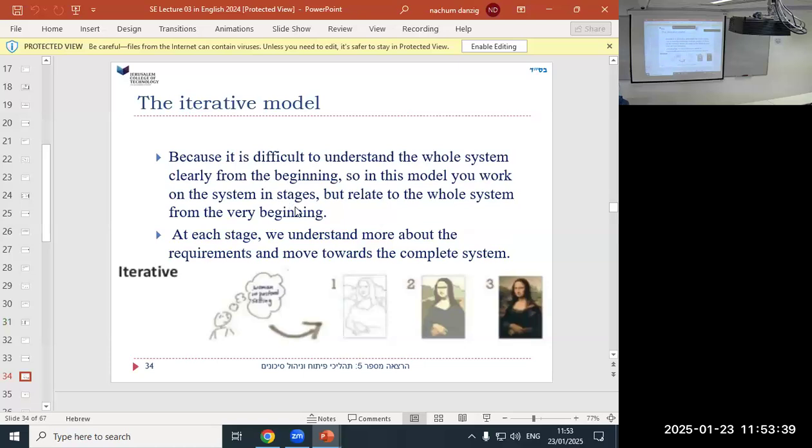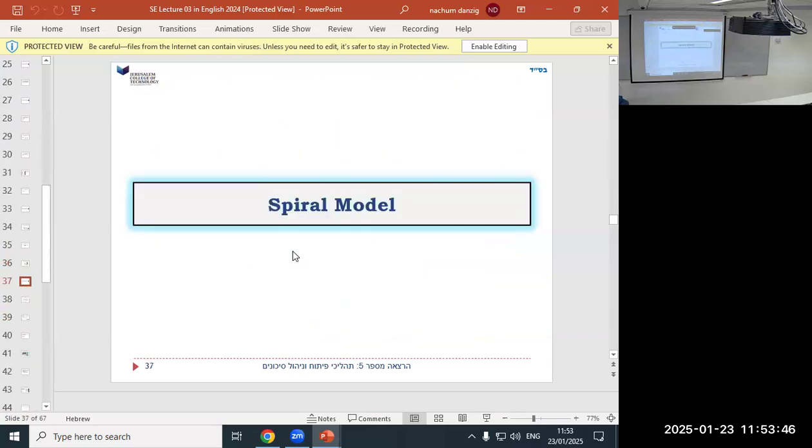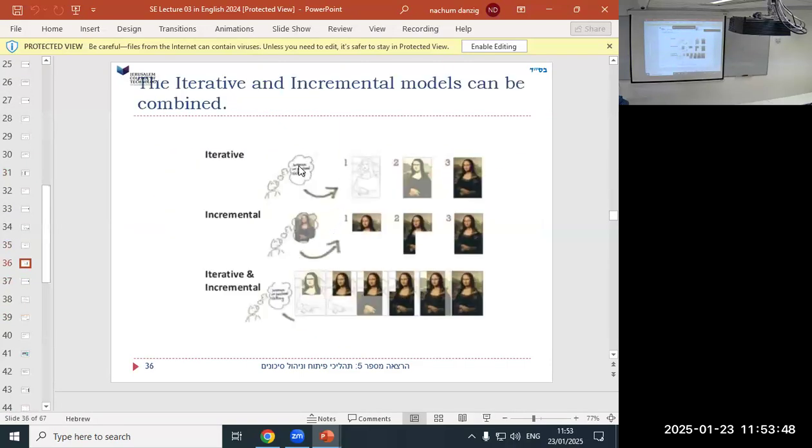Iterative is you do the whole system and you add to it more and more. In other words, iterative means you work iteratively on the whole system. First, you do an outline of the whole system. Then you fill in some colors of the whole system. And then you finalize this. Here, incrementally, you do one part, it's finished, you release it, then another part.